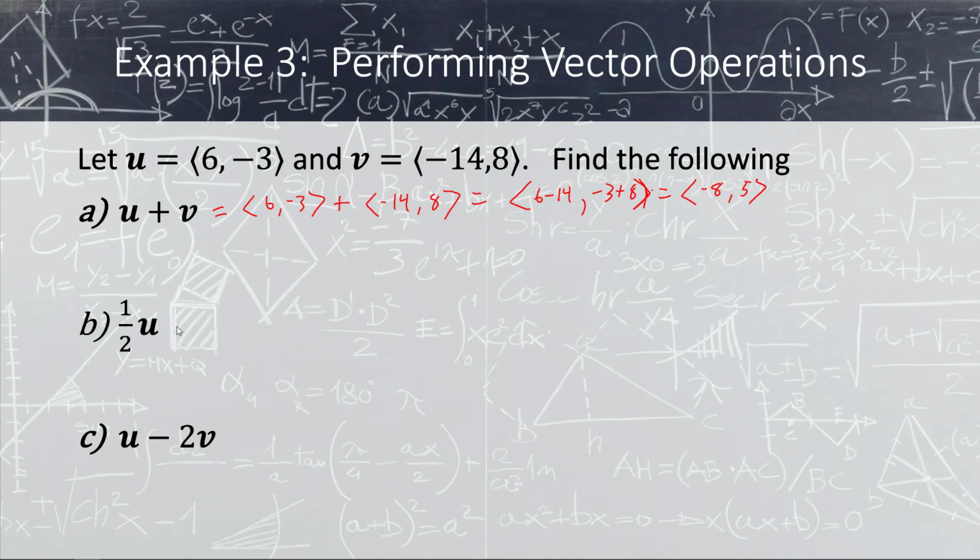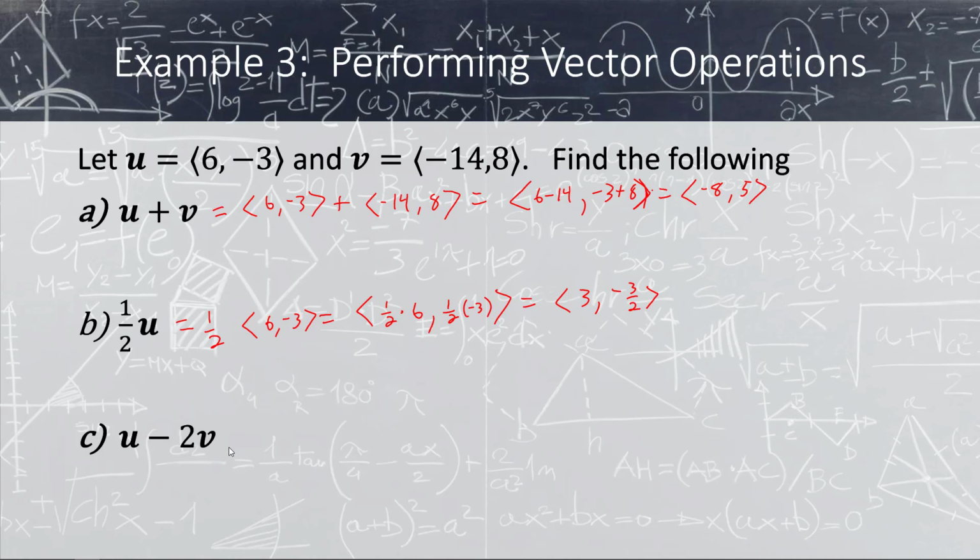What about scalar multiplication? Well, this is going to be equal to 1/2 times 6 comma -3. That will be equal to the vector 1/2 times 6, and then in the vertical component that'll be 1/2 times -3. That will give us the new vector 3 comma -3/2.